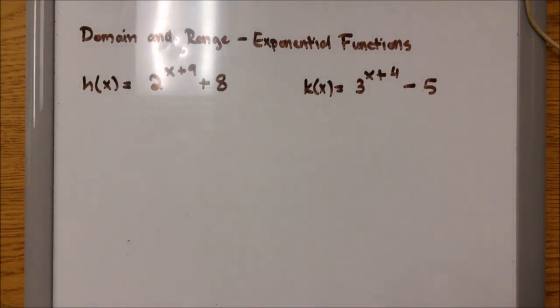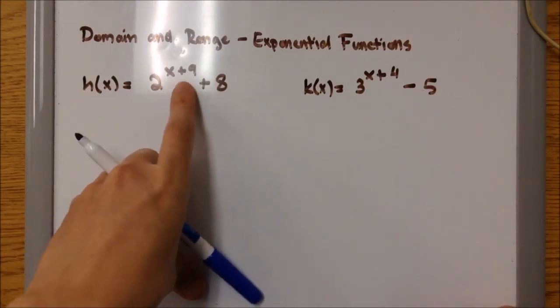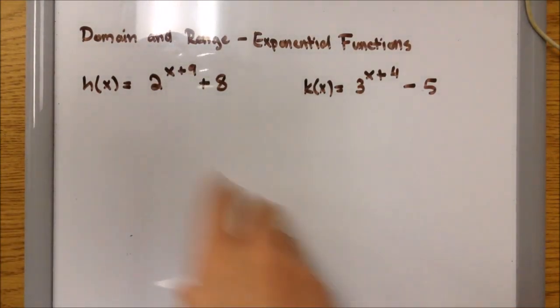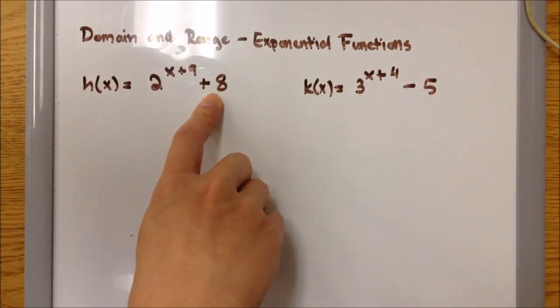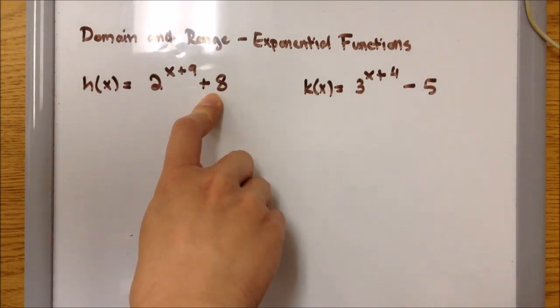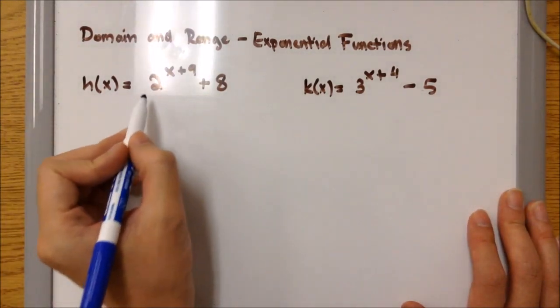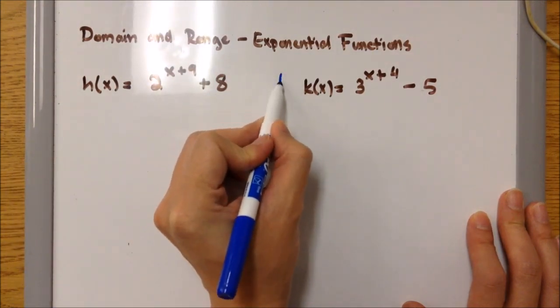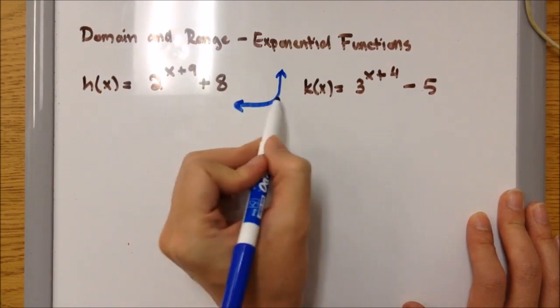Alright, in our third example, we have h of x equals 2 to the power of x plus 9, and then plus 8. If we're just reviewing with transformation, x plus 9 means shifted to the left 9 units, and the plus 8 means up 8 units. Let's talk about the domain. Again, it's a positive base, so the graph is going to be just like the one before, regardless of whether it moves left or right, up or down.